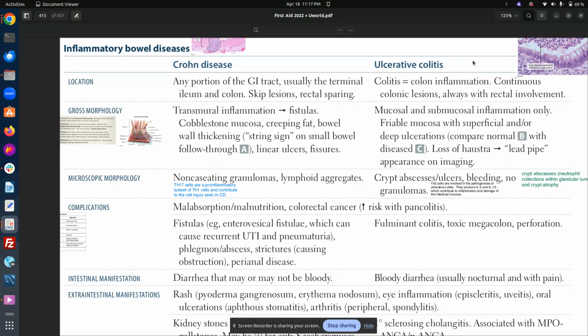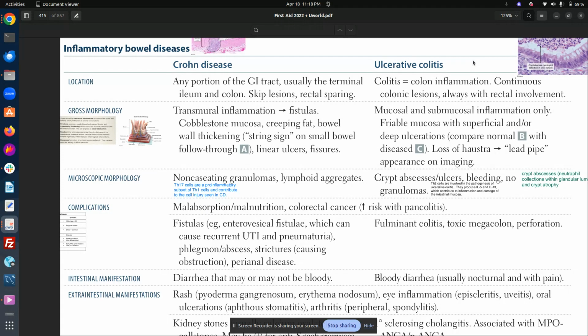When we do the X-ray of the abdomen, or we do the CT, we see the loss of haustra. Haustra, you can Google it and see them, it's very simple. So when there is a loss of haustra, it can lead to lead pipe appearance, and if the GIT gets perforated, it can lead to peritonitis.